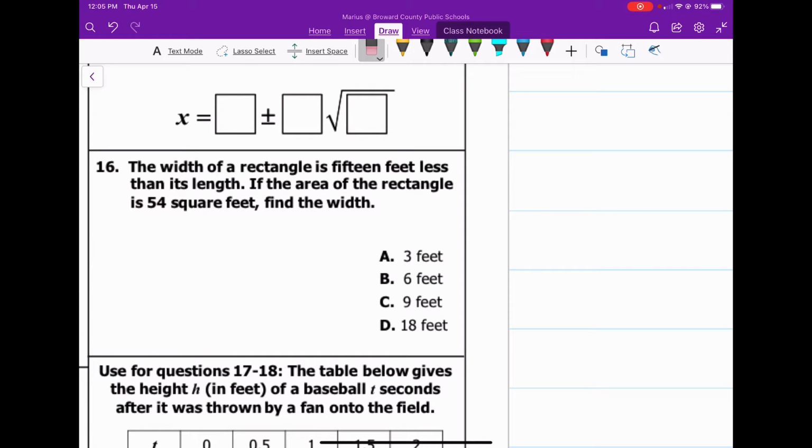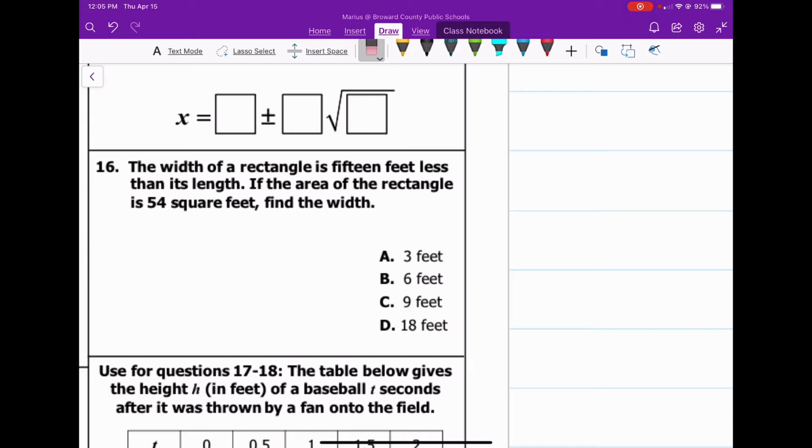And today we're going to cover, once again, another review problem pertaining to the quadratic equation / quadratic functions. So now let's go ahead and take a look at number 16. Number 16 reads, the width of a rectangle is 15 feet less than its length. If the area of the rectangle is 54 square feet, find the width.